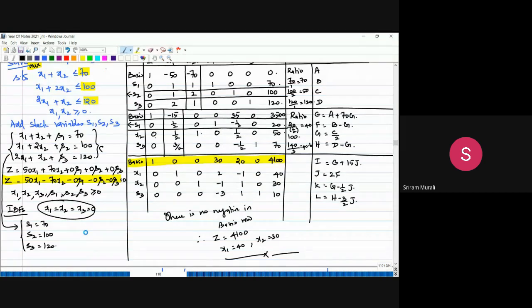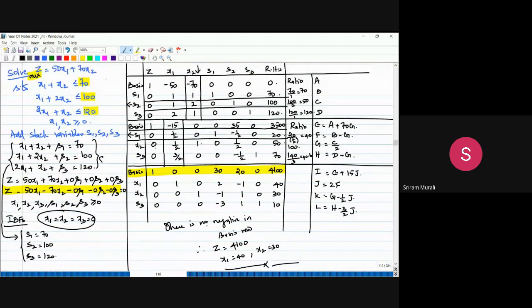This kind of question will come to exam. If you have any queries, ask. The same algorithm I will repeat. Shall I go to next question?